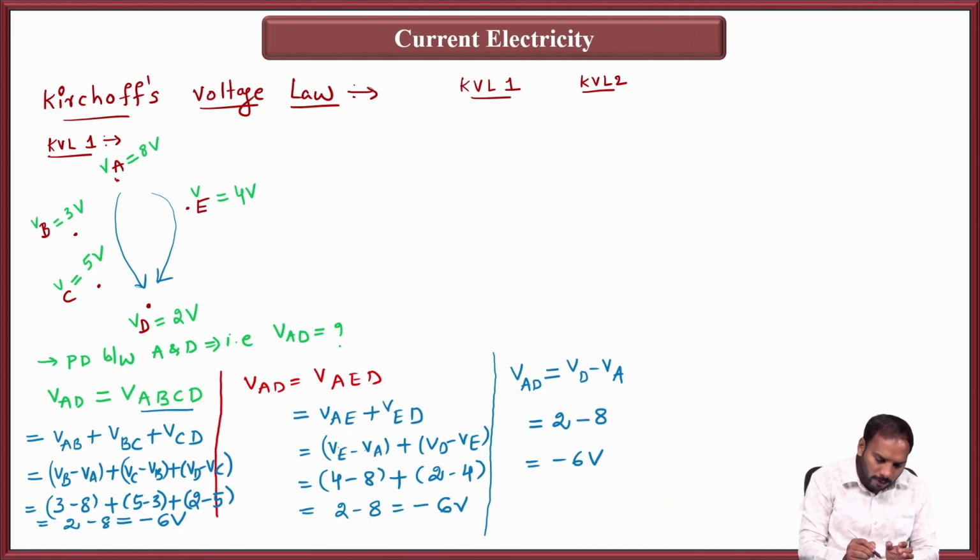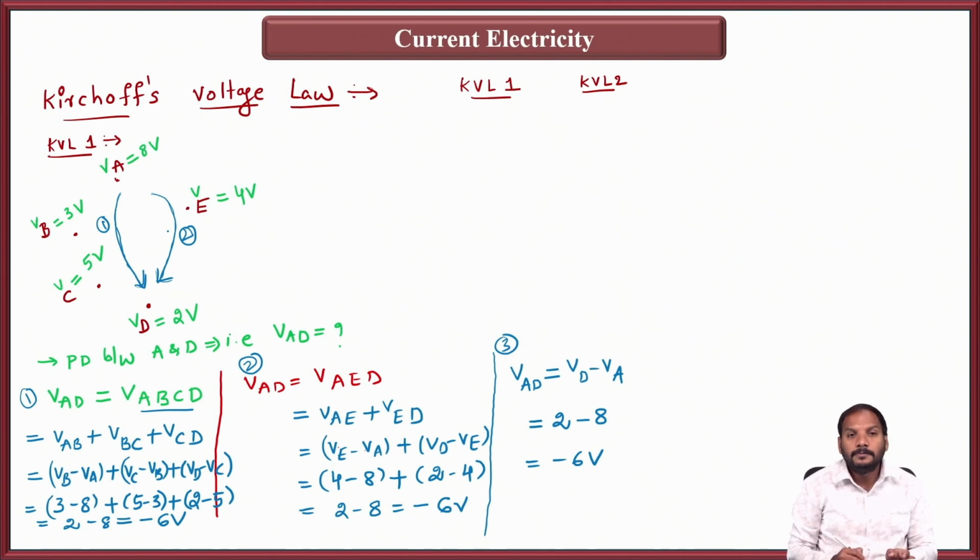In one, I followed the path from A through the points B and C to reach D, or else in the second case, I approached this other path. So if I call them 1, 2, and 3, this is path 1, this is path 2. And path 3 is simply directly taking this path.